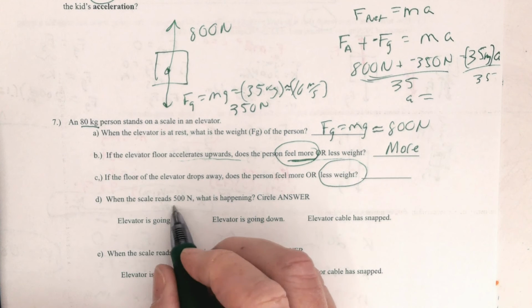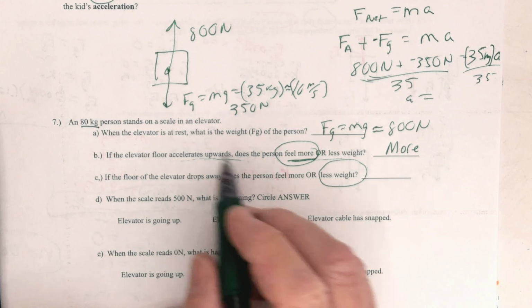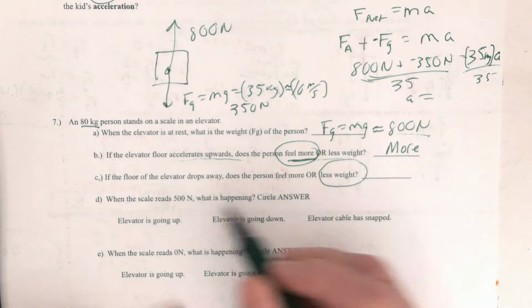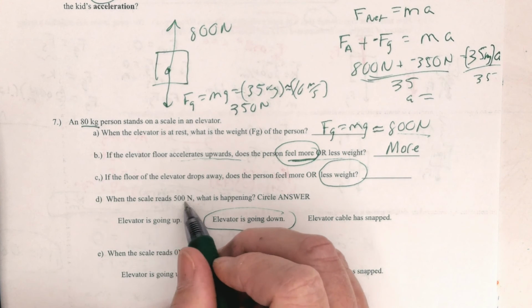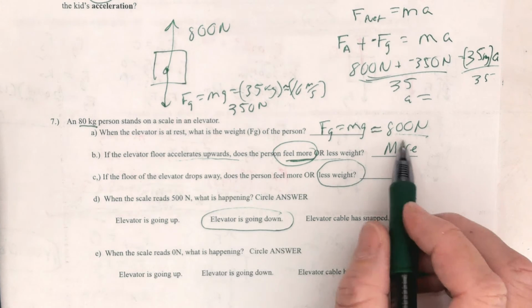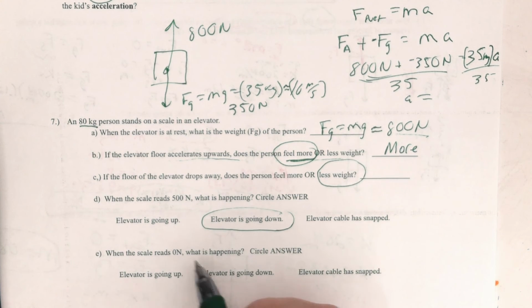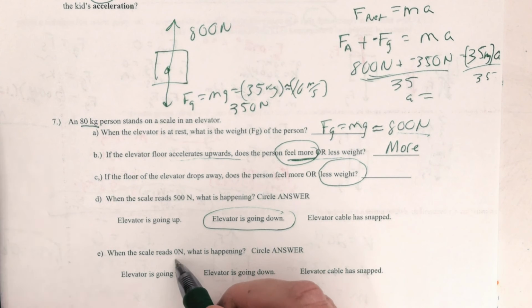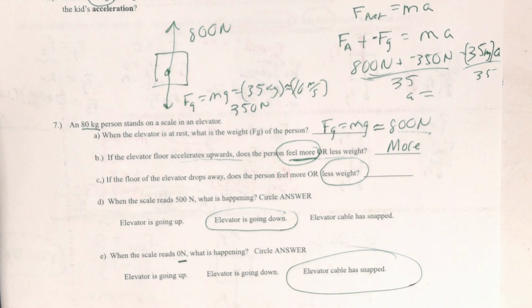All right. Now, what happens when the scale reads 500? If you originally weigh 800 newtons, it's going down. You're supposed to have 800 on your scale, and it weighs less, you're going down, you feel less. Now, what happens if the scale weighs nothing on it? And you're falling.